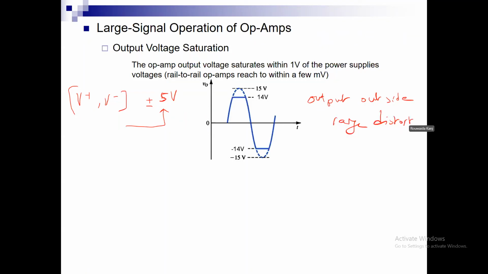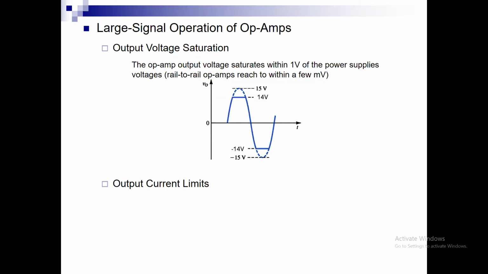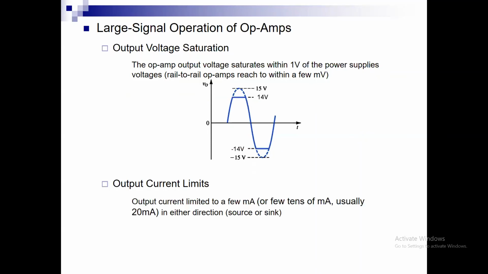Okay, as you see in this signal, it's showing me that the ideal output should be 15 volt, but really it got truncated at 14 volt. But the second limit on the amplifier is the output current. The op-amp itself can deliver a maximum current due to heating and power.